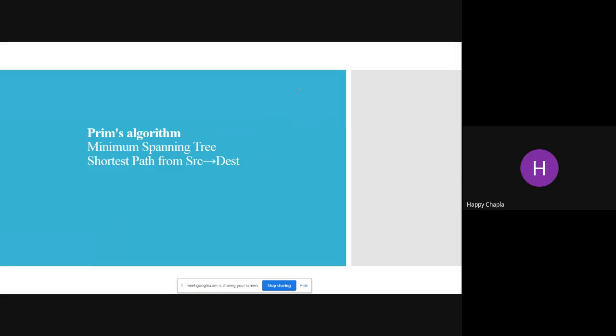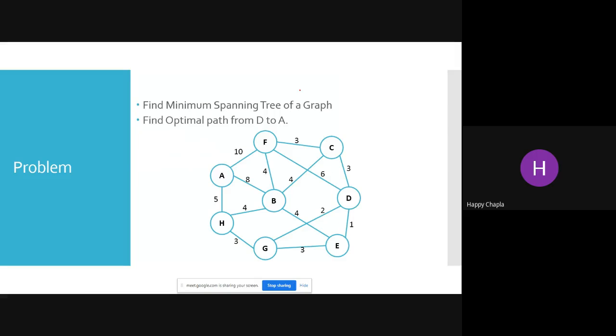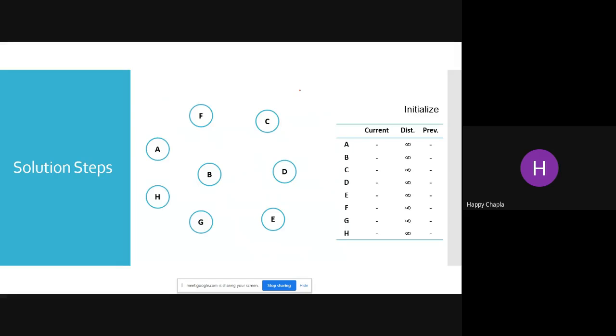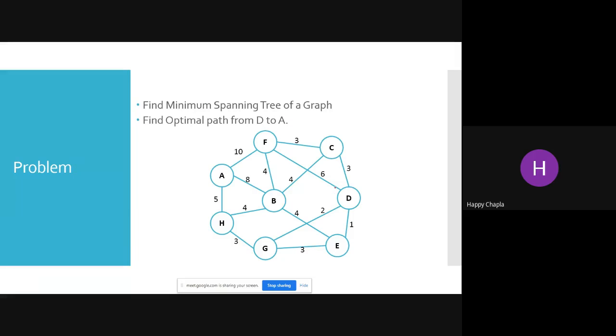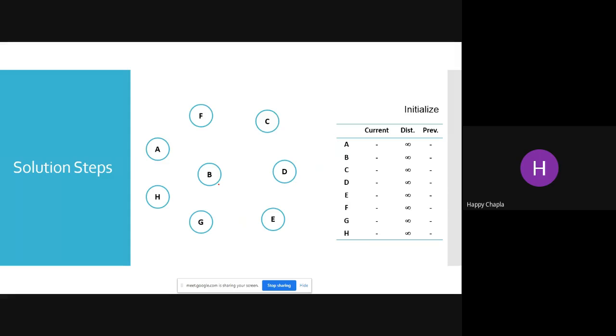Prim's algorithm. Using this Prim's algorithm, we can find the minimum spanning tree, like the shortest path from source to destination. Okay. Now here, the source is D, destination is A. We have to find the minimum spanning tree of the given graph from D to A. Okay. So the first step of Prim's algorithm is you have to write the table with current, distance and previous.